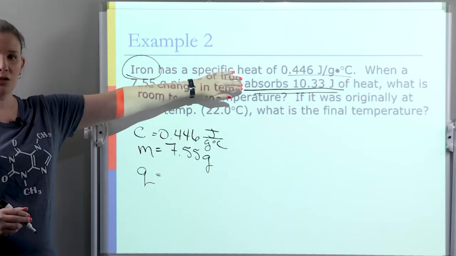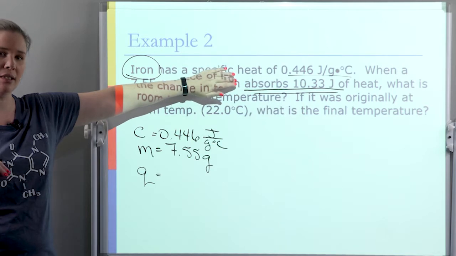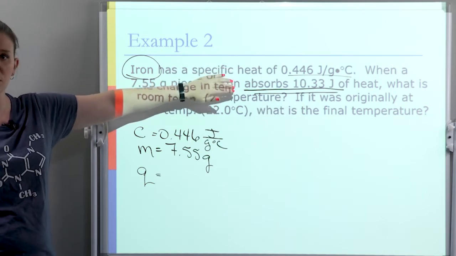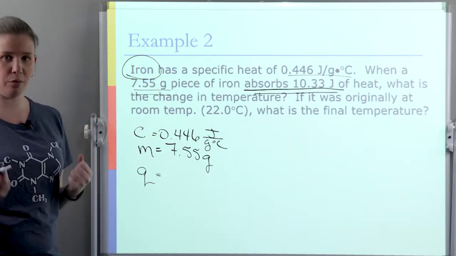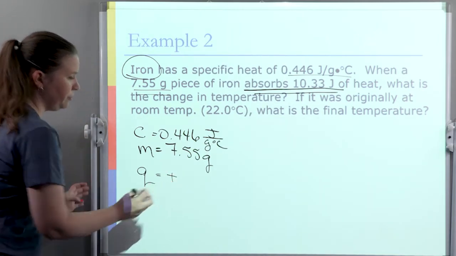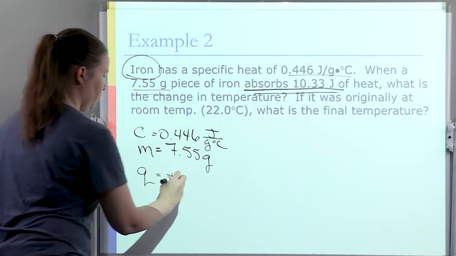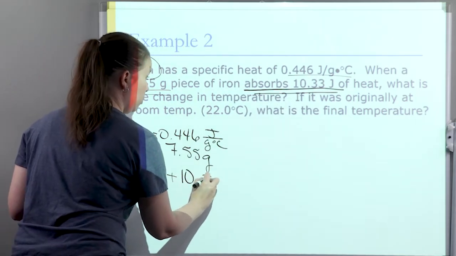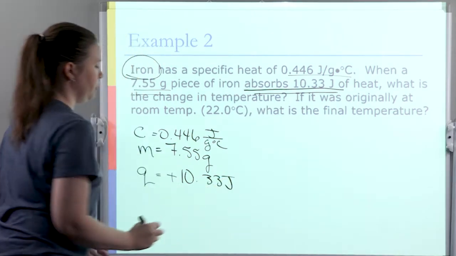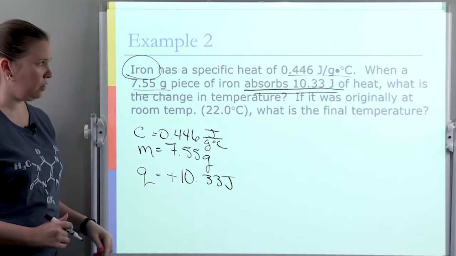Whenever you're writing the Q, you give it a sign on purpose. The word absorbs would indicate that that system is endothermically absorbing, bringing in heat. And the sign for that is positive. So see how we have to know our signs for the Q? If it's endothermic, it's positive. So it's absorbing 10.33 joules. If it said releases, you would want to make this a negative sign.